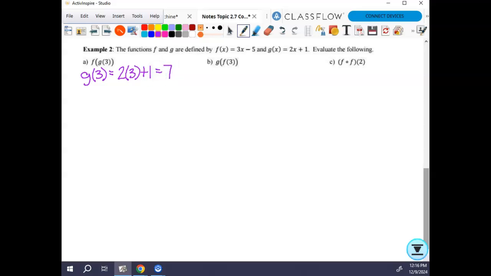Right? Then f of g of 3, which is what I really want, becomes f of 7, since g of 3 equals 7. And then that's 3 times 7 minus 5, which gives me 16. Any questions about where anything's coming from? All right, then you do B.